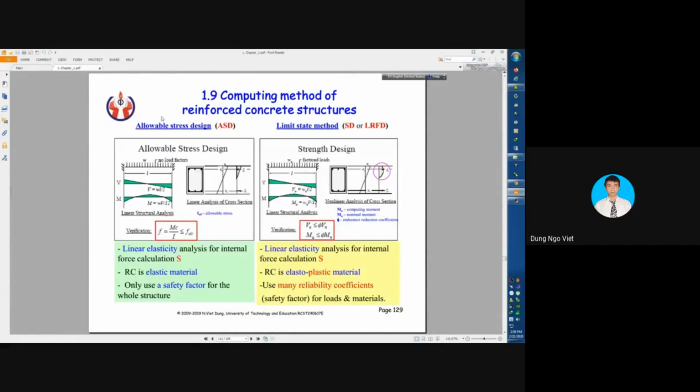So here we have many calculation methods. For example, allowable stress design. For allowable stress design, this is a linear elasticity analysis for internal force calculations, and reinforced concrete is considered as an elastic material. And this method only uses a safety factor for the whole structure.